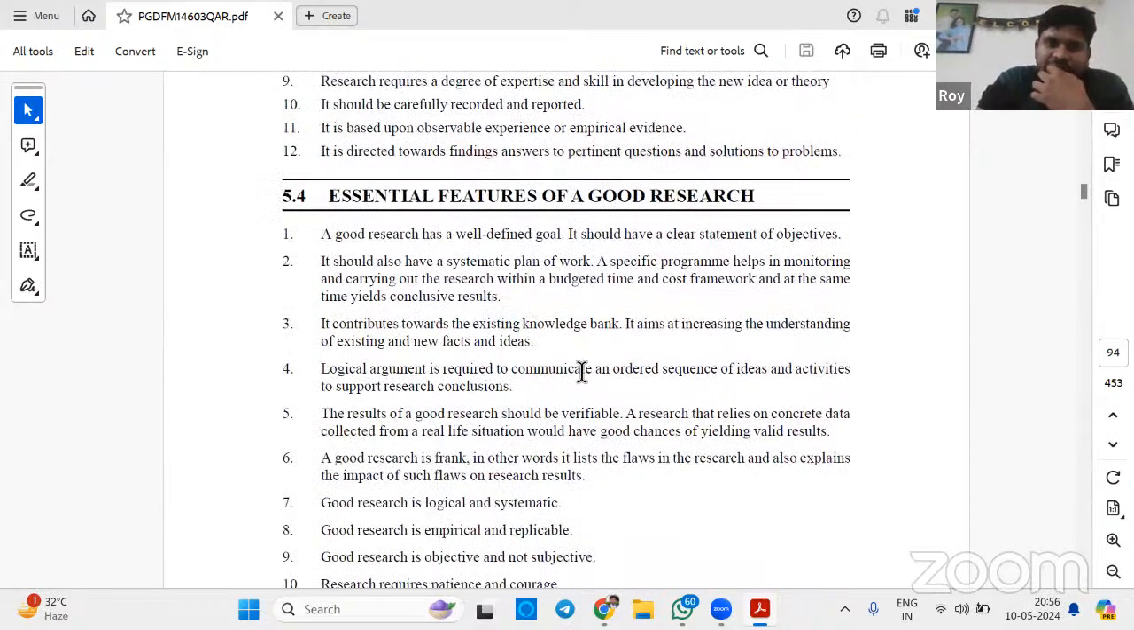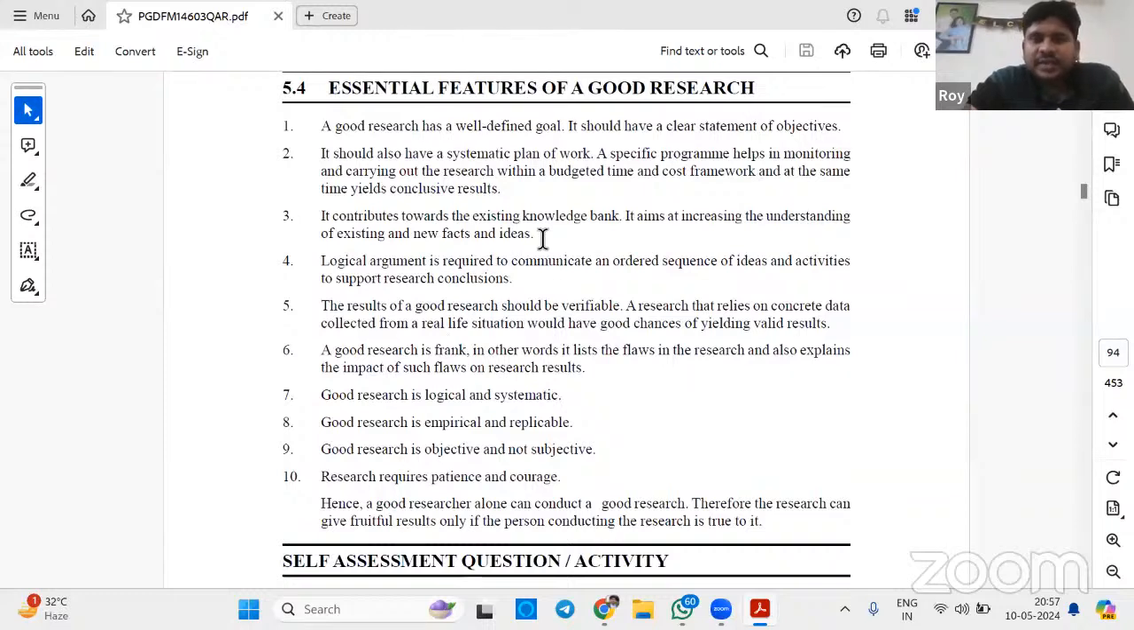Now, the essential features of good research. A good research has a well-defined goal: why am I doing this, I know that. It should also have a systematic plan for work. It contributes towards the existing knowledge. Logical argument is required to communicate in an ordered sequence. The results of good research should be verifiable. A good research is frank.